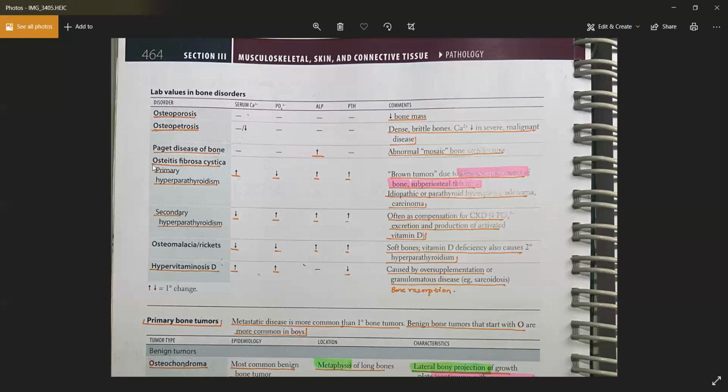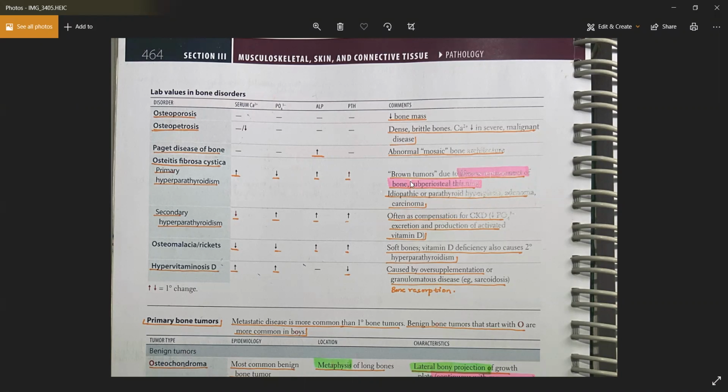In case of osteitis fibrosa cystica, that happens because of primary hyperparathyroidism, or sometimes secondary hyperparathyroidism, like in case of chronic kidney disease. In primary hyperparathyroidism, you'll have a high level of calcium and a low level of phosphate because of a high level of PTH. Alkaline phosphatase activity will be increased because of bone resorption. It is also known as brown tumors, right?